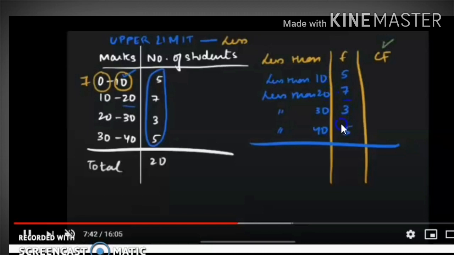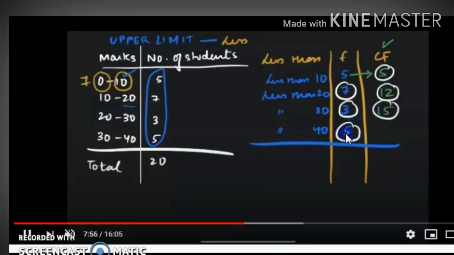5, 7, 3, 5. Then how will you find the CF? CF is 5, 5 plus this 7 you will be getting 12. Then 12 plus this 3 you will be getting how much? 15. Then 15 plus this 5 you will be getting 20. So always this 20 and this 20, the total will be the same.